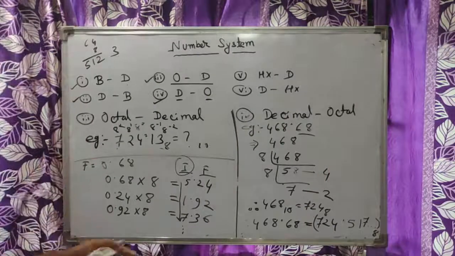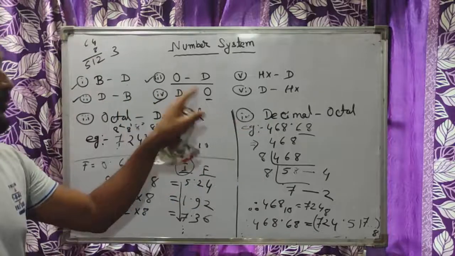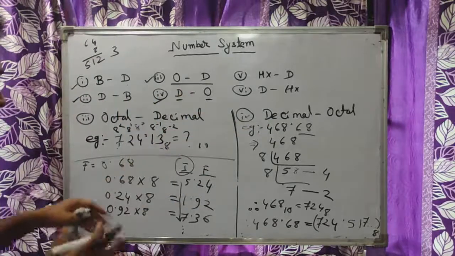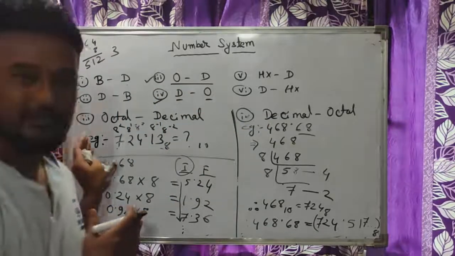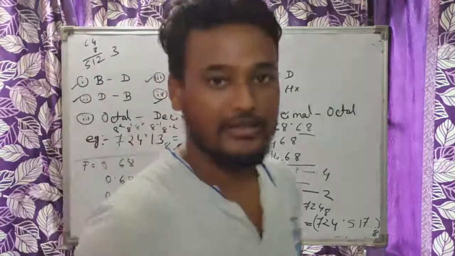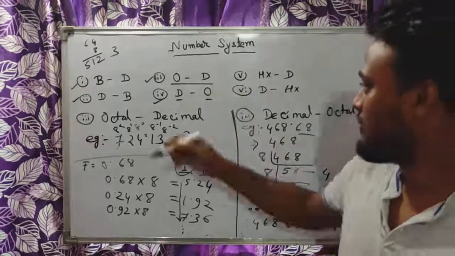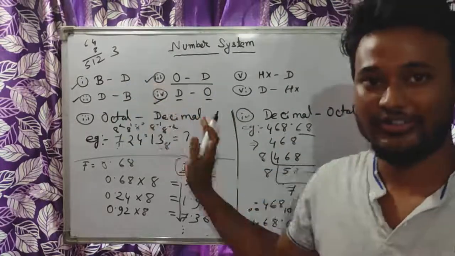So this is how we can convert from octal to decimal and from decimal to octal number, right? I have given a simple example, by taking a fraction number, or we can say without taking the fraction number. I hope this four numbers conversion method is clear to you all.